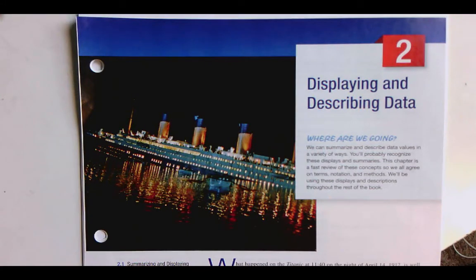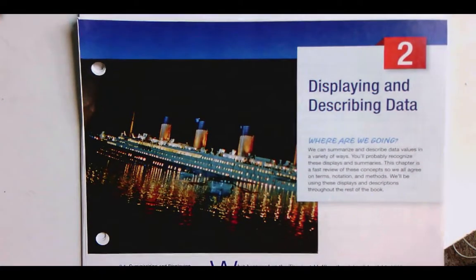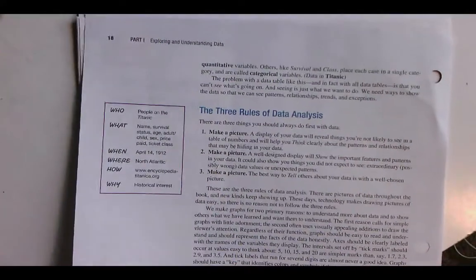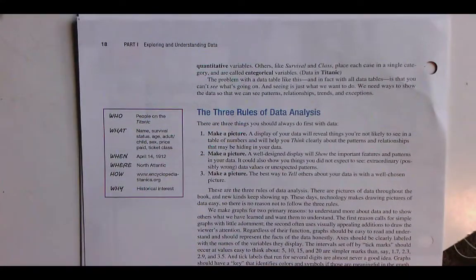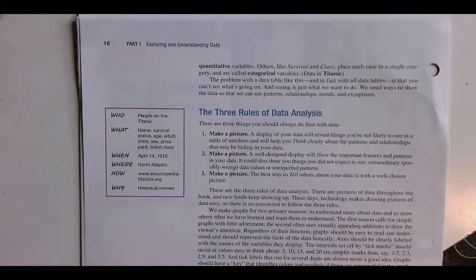Chapter 2 of DeVoe, Velman, and Bock's Intro Stats, 5th edition, concerns itself with displaying and describing data. Much of this is really a review of stuff that you've seen in previous courses in high school. It begins with a compelling example from the Titanic. It really describes the 3 rules of data analysis, which is really to make a picture.